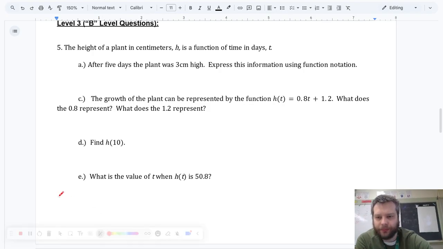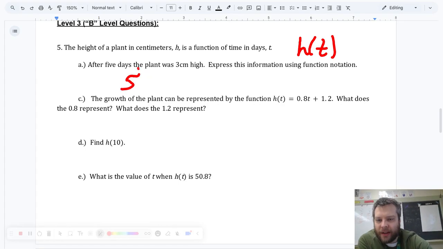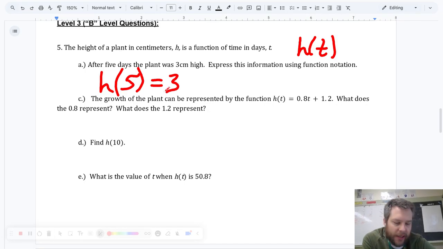There we go. So the height of a plant, h, is a function of time in days, t. So that means that I'm going to write h of t. The inside number is going to be days, and the outside number is going to be height. After 5 days, so I know I'm putting 5 inside parentheses, the plant was 3 centimeters high. That is all I have to do.